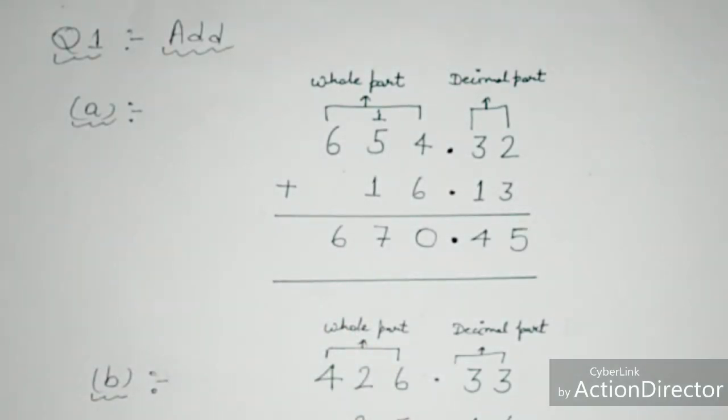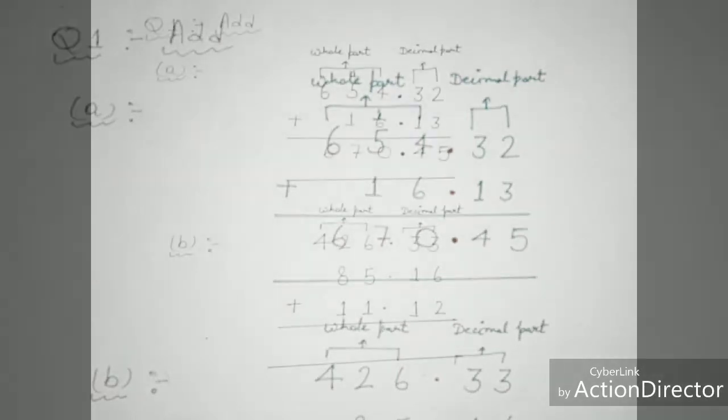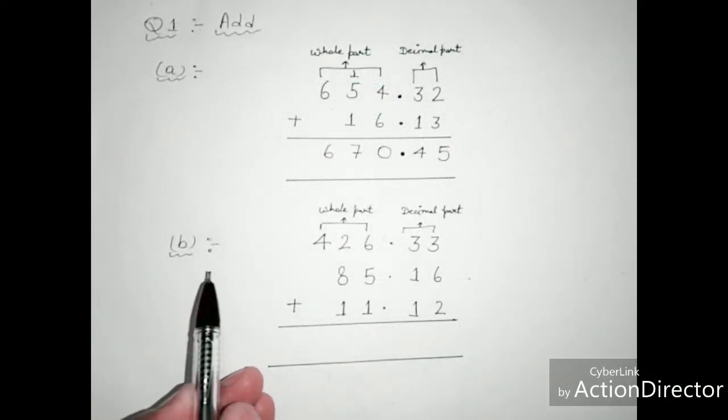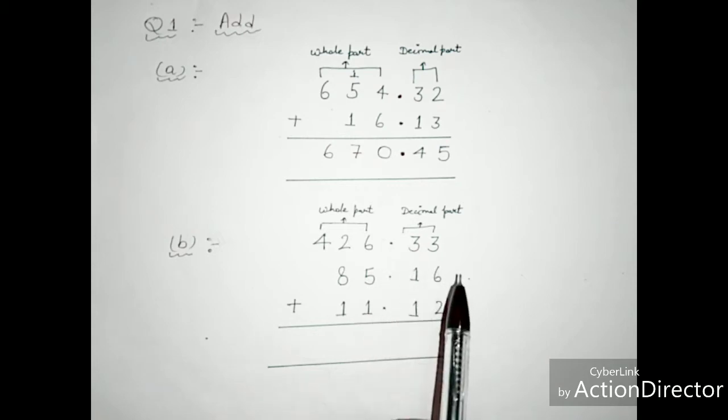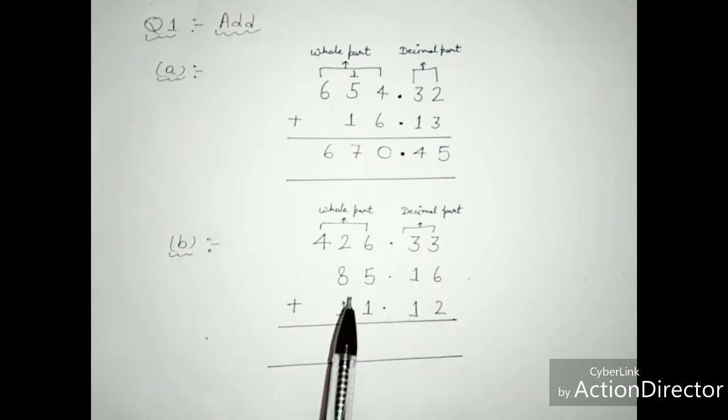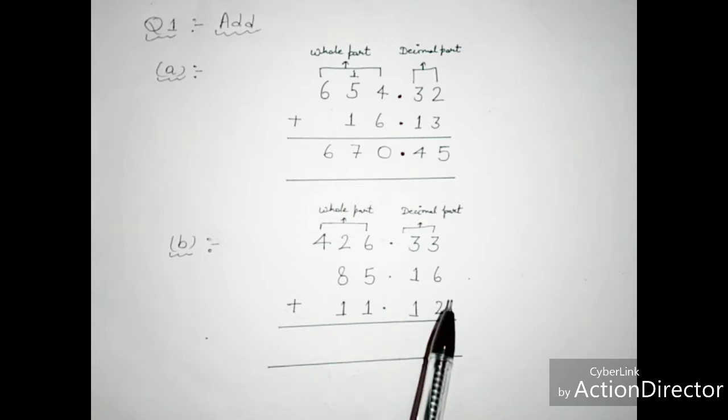And plus 1, 7. And 6. So when we add 654.32 and 16.13, it gives the sum 670.45. Now example number B, 426.33 plus 85.16 plus 11.12.